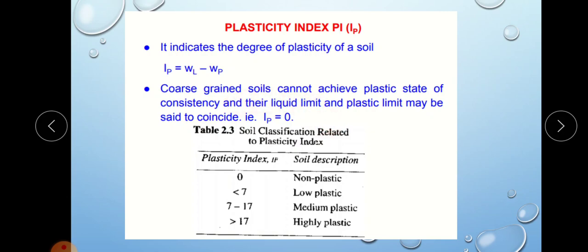And this chart expresses the plasticity index and the classification of soil. That is, when plasticity index is 0, it means it is non-plastic. So it actually indicates the degree of plasticity of a soil.